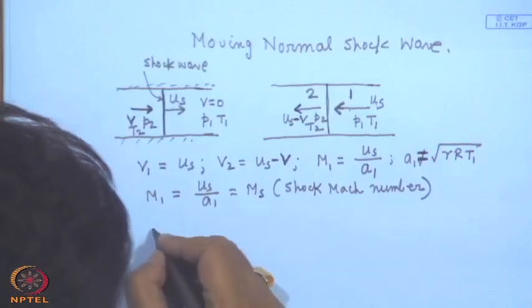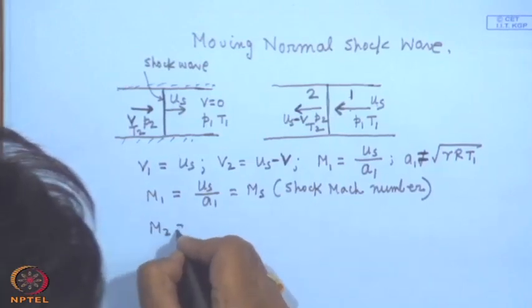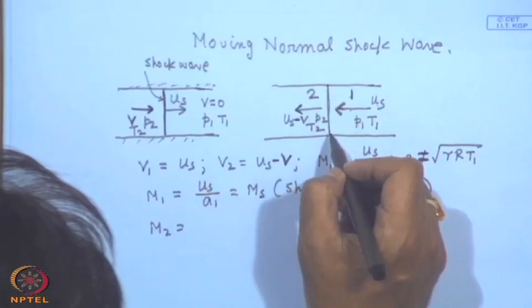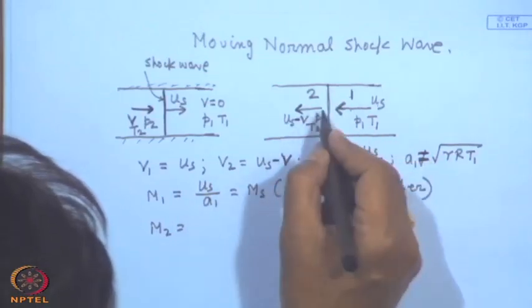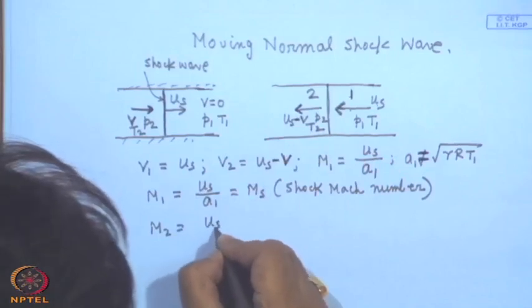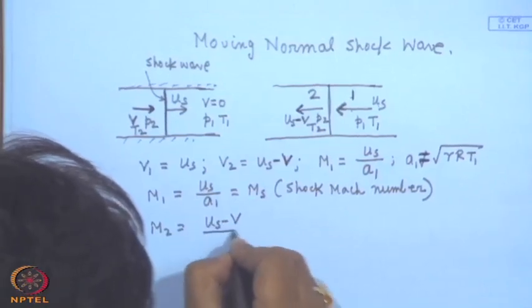Now, what is M2? That means with respect to a stationary wave, this is the picture. So M2 will be the velocity after the shock wave, that means Us minus V by A2.